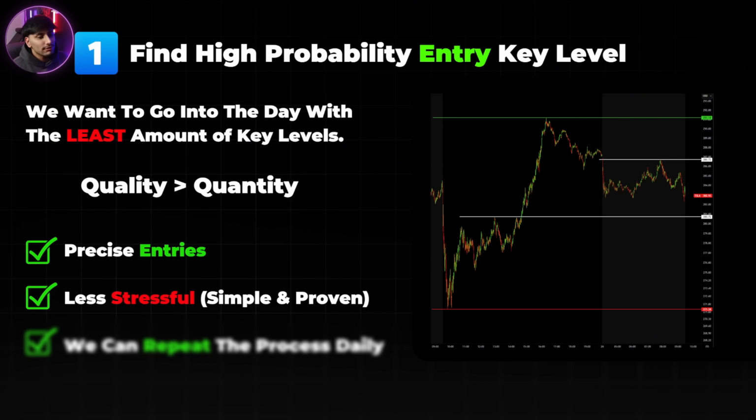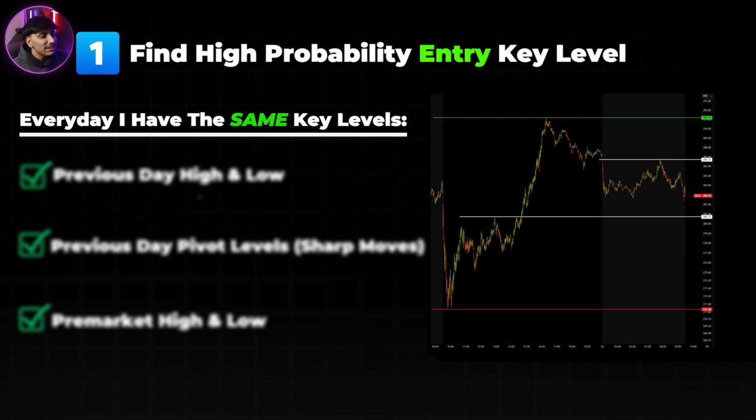It's much less stressful because I have a simple and proven formula that I use every single time. So it completely eliminates the guesswork in trading and it is very systematic. And finally, I can repeat this process every single day and it takes me only a couple minutes to mark out my key levels before the market opens to have the most profitable yet high probability key levels.